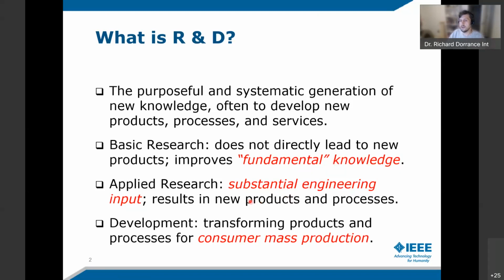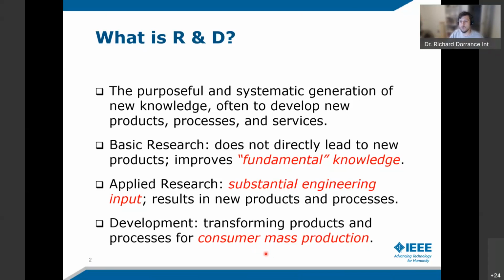Applied research, on the other hand, involves a lot more substantial engineering work, and this is really what leads to new products and electronics and other things that you're probably much more familiar with. And then development is taking those research topics, products, and processes and transforming them into something that is consumable, in terms of mass production, for regular people.